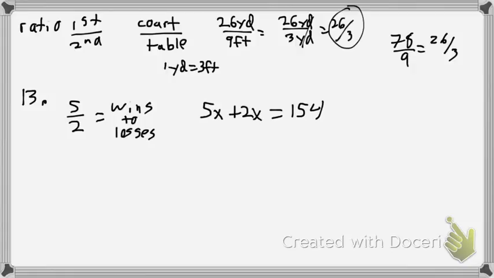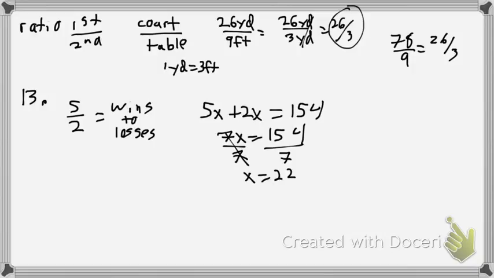So what we do is we go 5x plus 2x equals 154. Because that x is going to be that scale factor, that coefficient that relates the two together. So we go 5x plus 2x equals 154. That gives us 7x equals 154. Or we divide by 7 and we get x equals 22.